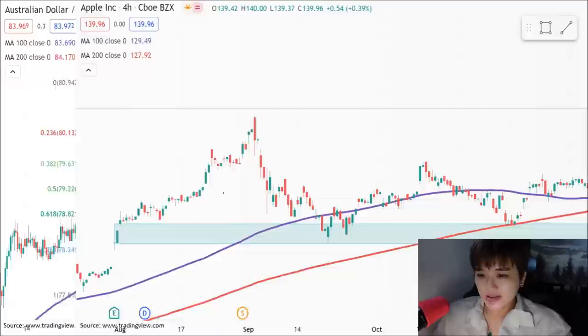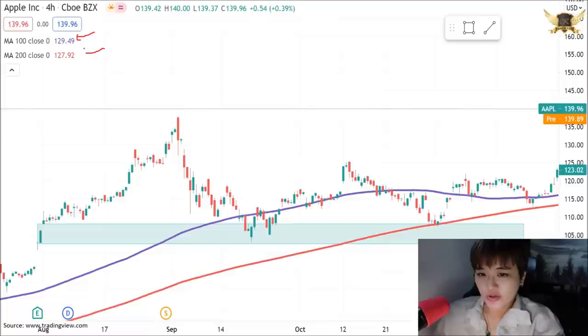Apple stock, 100 SMA, 200 SMA. Okay, is this a better entry point, number one, or is this a better entry point, number two? Based on what I taught you, which is a better entry point? If you're a risk taker, then maybe number one, but if you want a higher probability trade, okay.